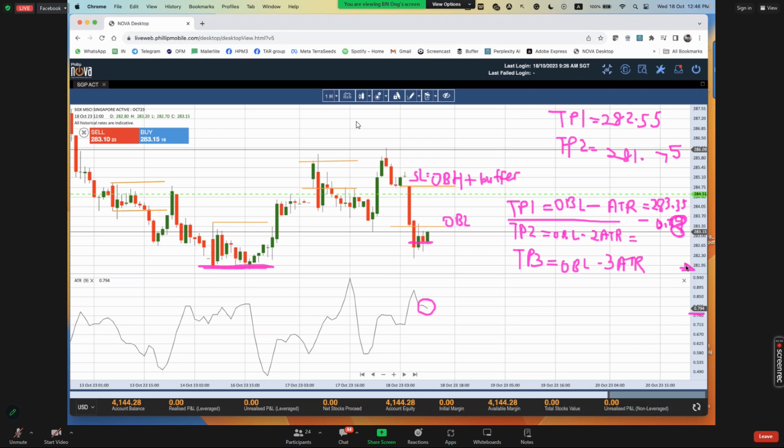If the OBH is 284.8 and the stop loss is a buffer of 0.2, then what is the price of the stop loss? 285. Okay. All right. Very good.